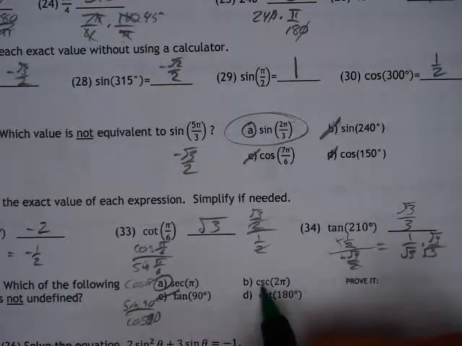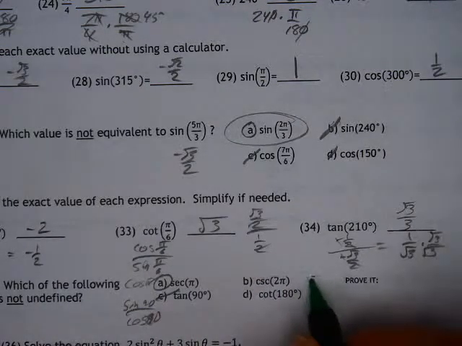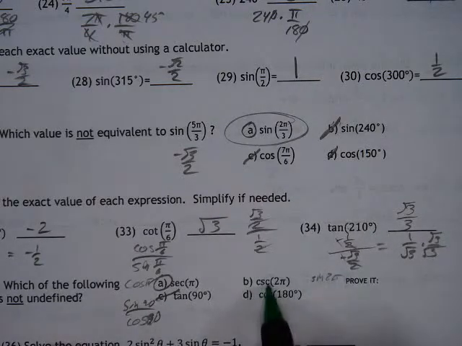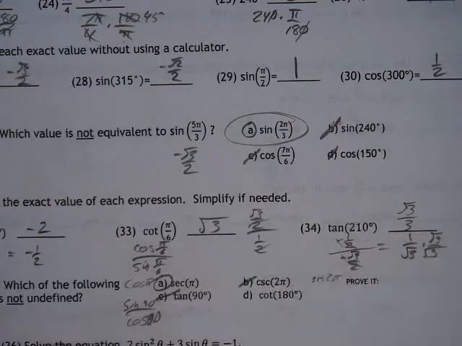Cosecant of pi over 2, that's 1 over sine. So find out what the sine of 2 pi is. Sine of 2 pi is 0. Flip over 0, you got yourself an undefined.